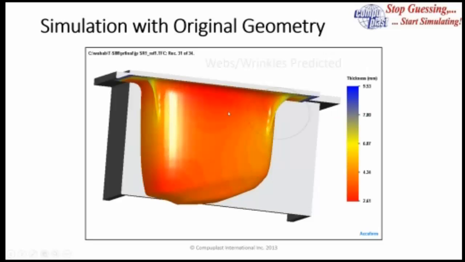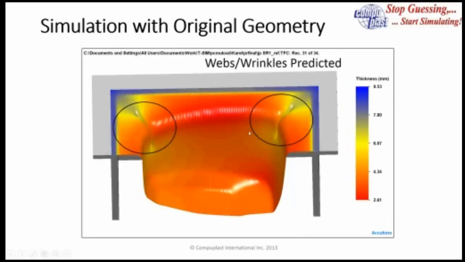And so you can see here, these webs or wrinkles have formed into the part, and the TSIM software is very good at predicting their location, and so we want to avoid the occurrence of these webs. And so with the software now, we can try to find a solution that will prevent these webs from appearing and affecting our final part quality.